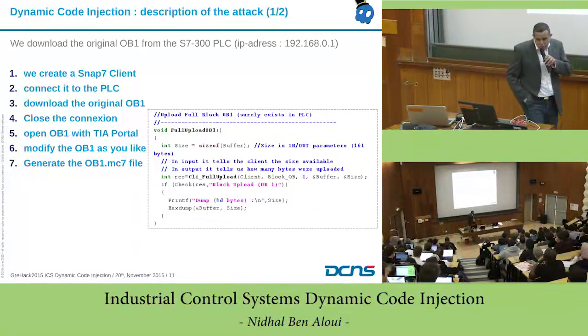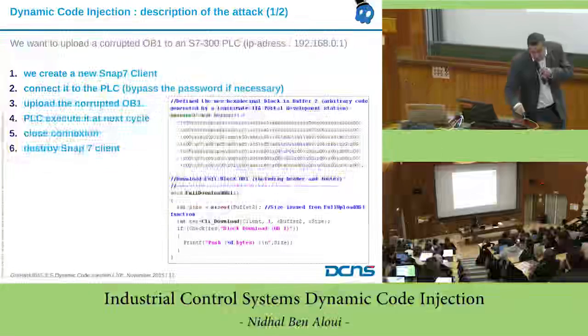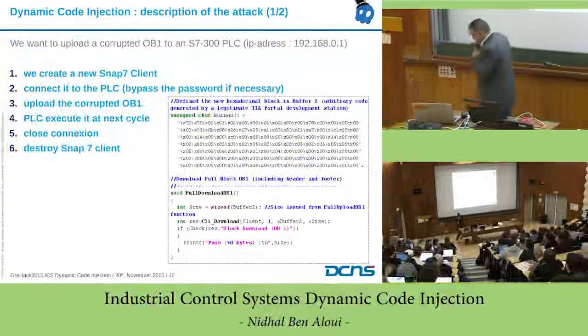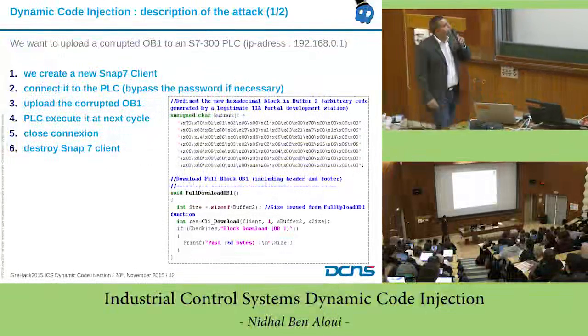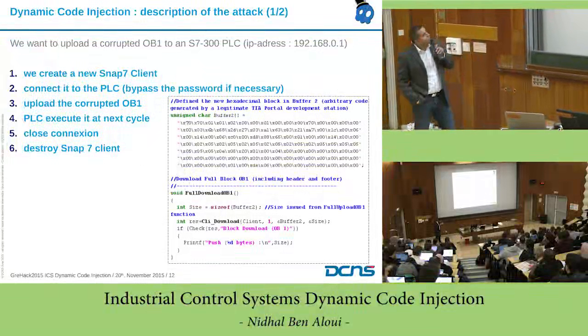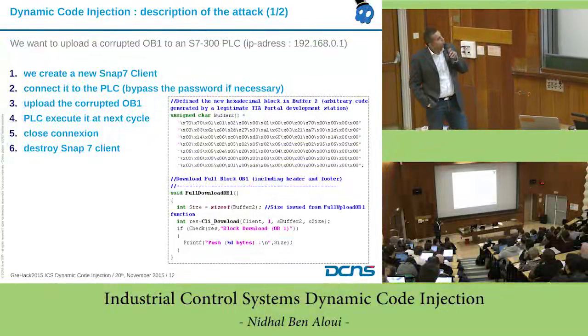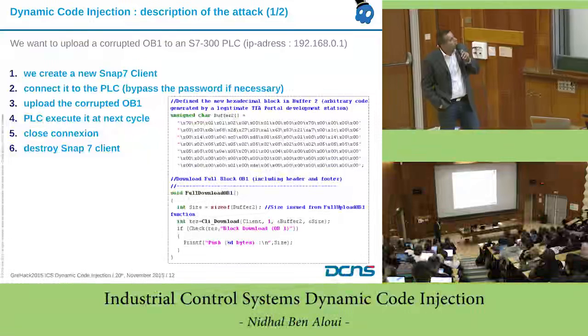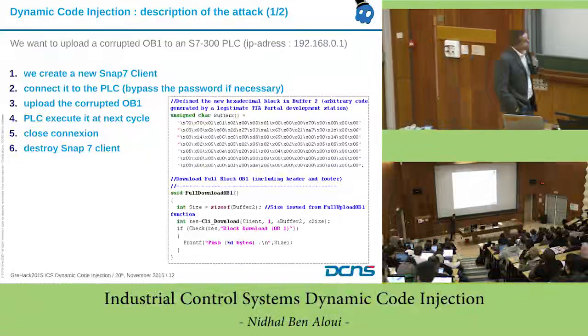So this is the function to download, sorry. And in my source code, I use the hexadecimal of the OB1 and inject it through the PLC.